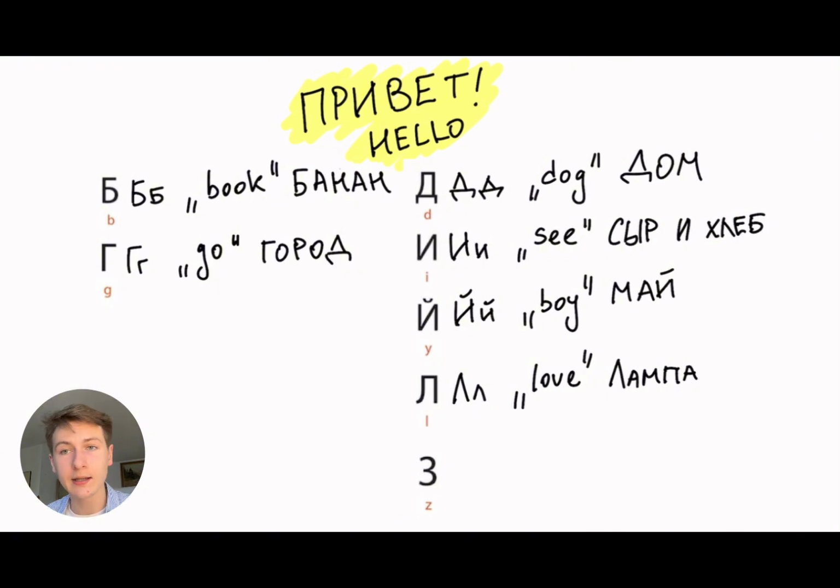About Z, sounds like Z in zebra. And for example, the Russian word zub, which means tooth. Zub.